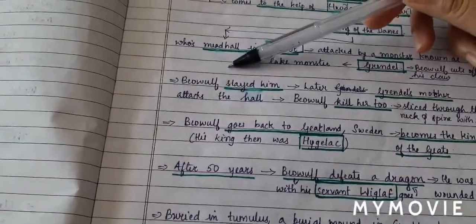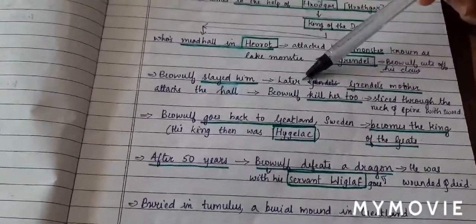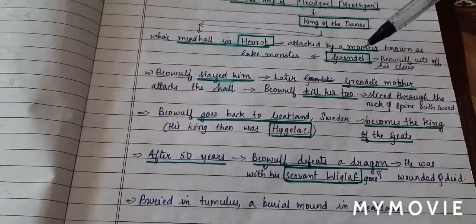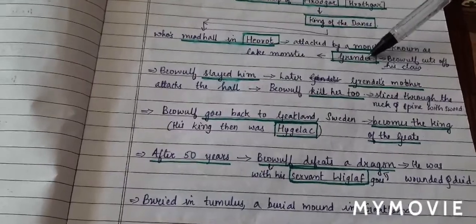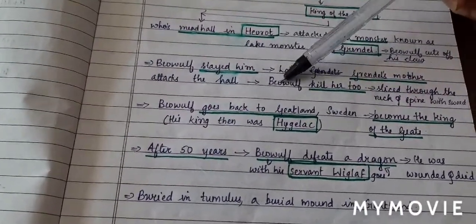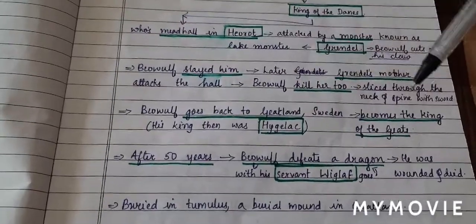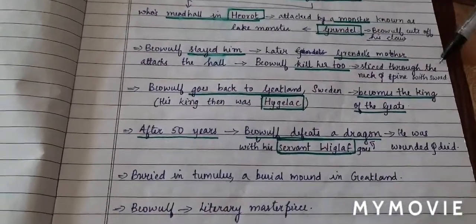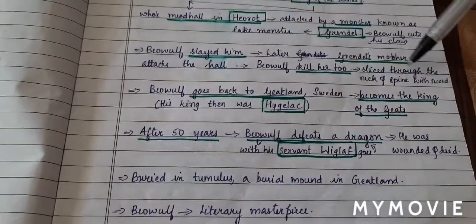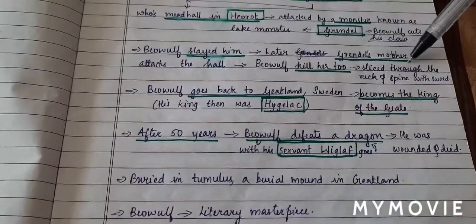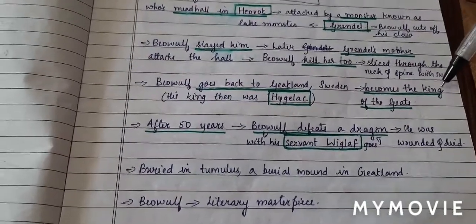Okay, so Beowulf slayed him, and later who came? Grendel's mother comes, and she actually attacks the hall. Beowulf also kills her and slices through the neck and spine with a sword. So how does he kill her? He killed her by slicing through the neck and spine with a sword.